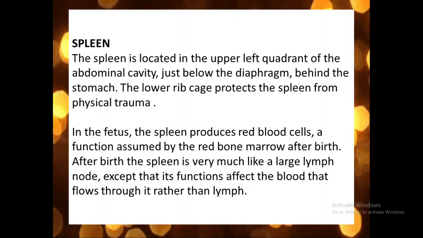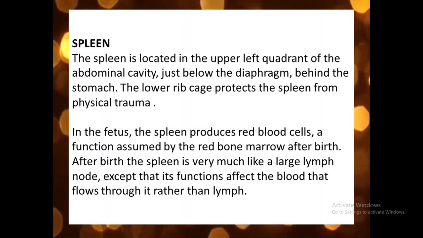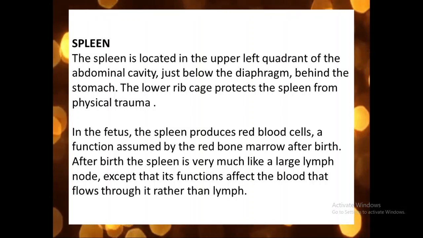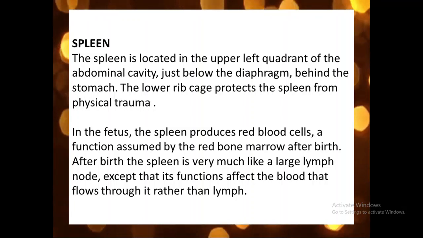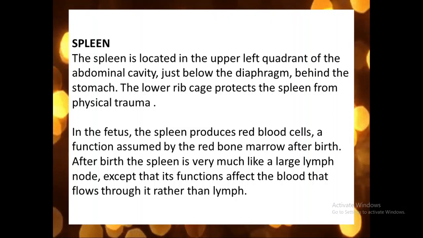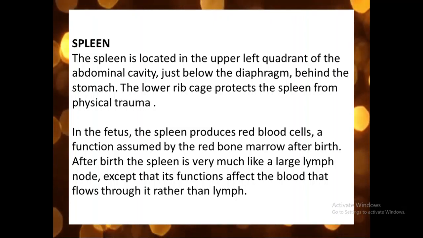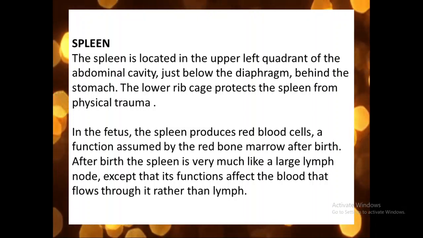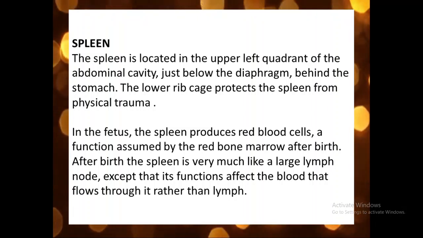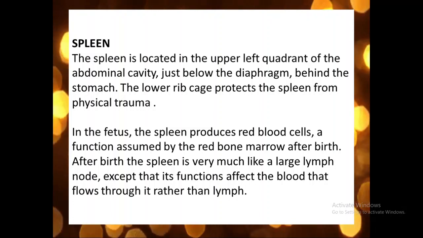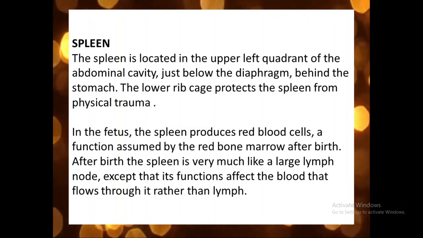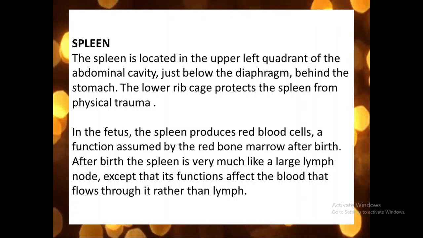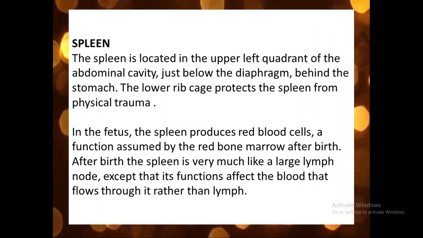The spleen contains white pulp and red pulp. The white pulp is lymphatic tissue surrounding the arteries within the spleen, while the red pulp is associated with the veins. It consists of a fibrous network filled with macrophages, red blood cells, and enlarged capillaries that connect to the vein. In the fetus, the spleen produces red blood cells, a function assumed by the red bone marrow after birth.